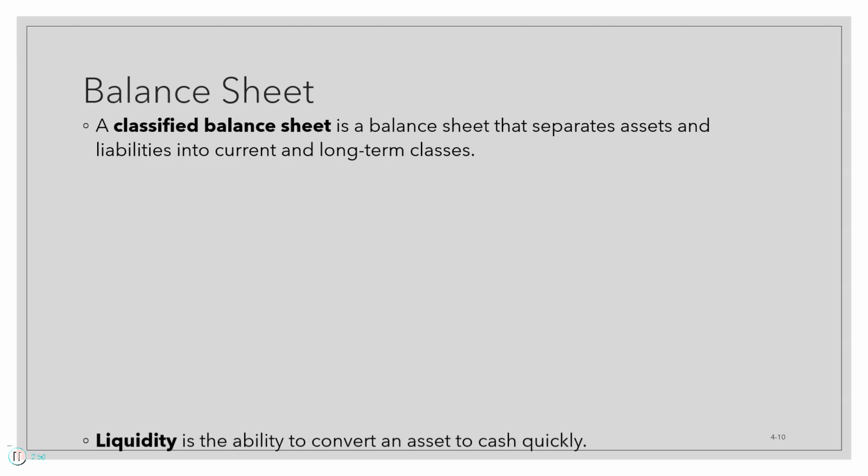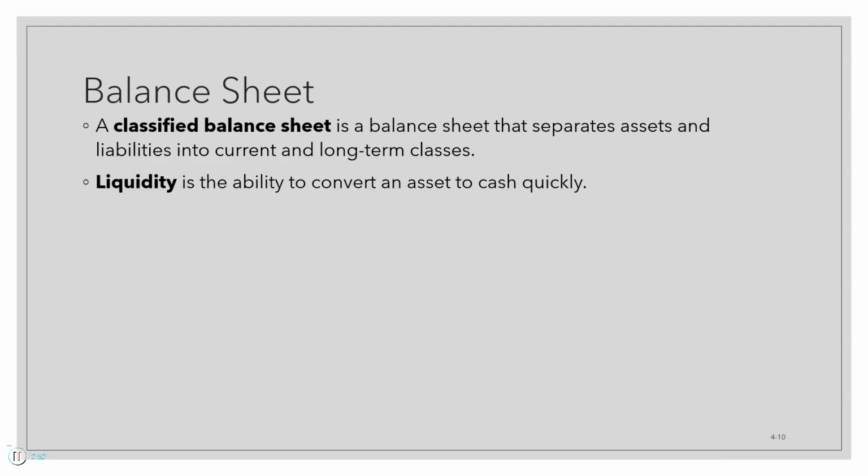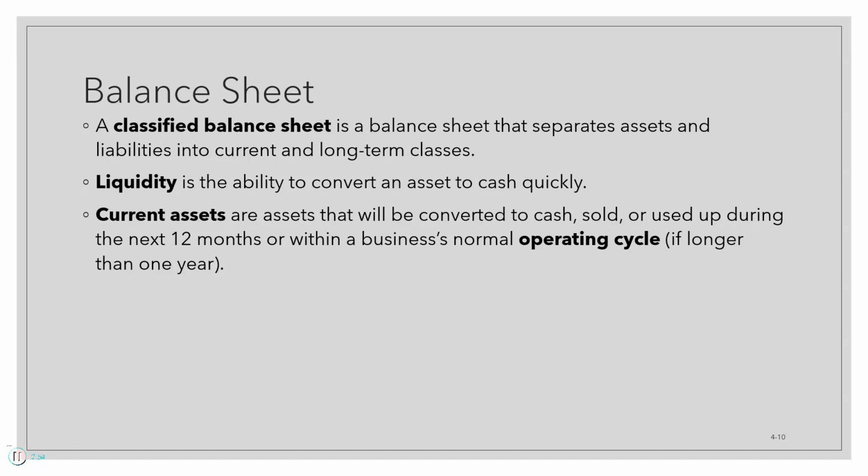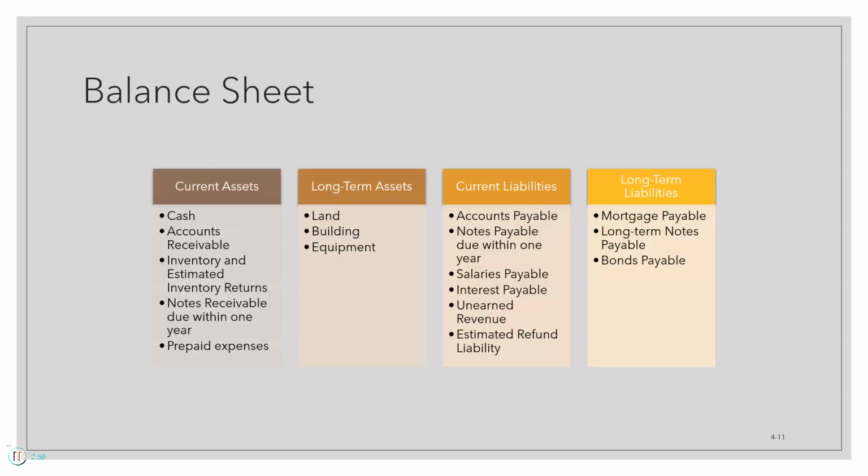Classified balance sheet. We always list our current assets first based on liquidity. And here's a good, nice example for you. It lists what we consider current assets, long-term assets, this just builds, current liabilities, and long-term liabilities. Usually assets have the most categories. So these are examples. So now let's take a look at our classified balance sheet.